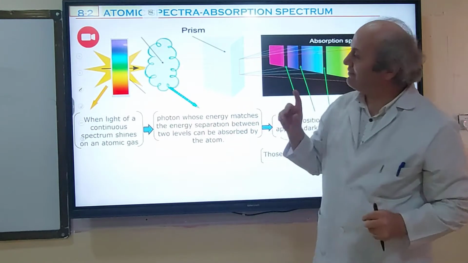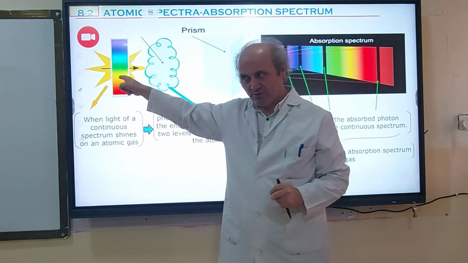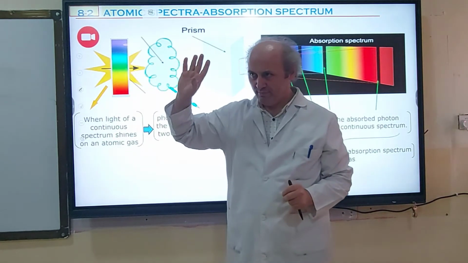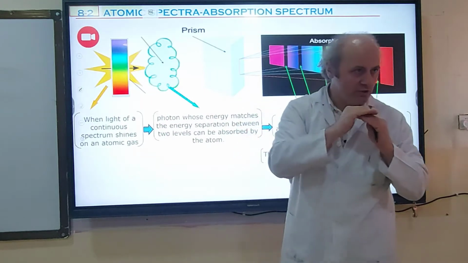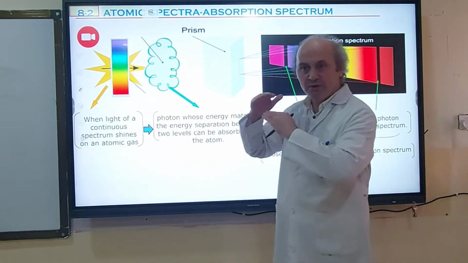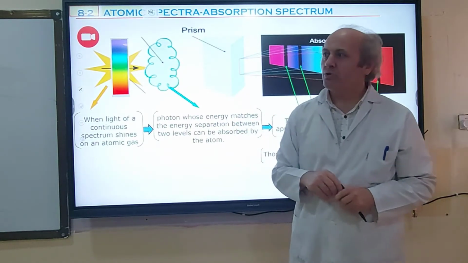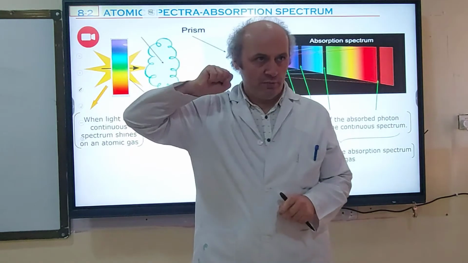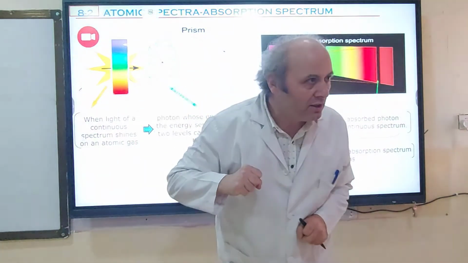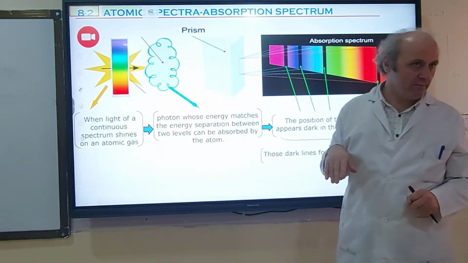So then, what does it mean? This gas will absorb some photons, only those whose energy is equal to the energy separation between the energy levels of this gas. When these photons are absorbed, what about the rest? They will directly pass through the gas.